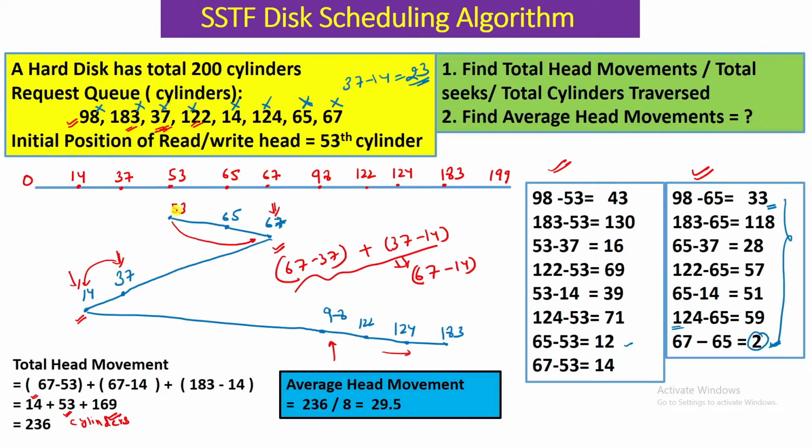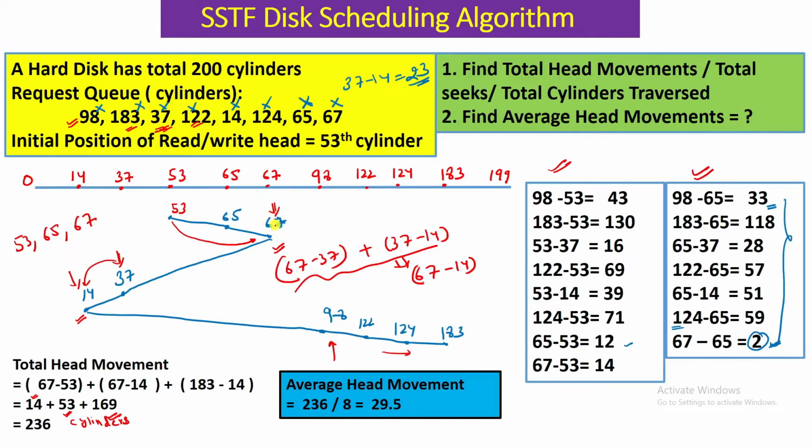So basically seek sequence means in what order your particular algorithm, here the SSTF algorithm, will be completing or servicing the requests. So first it selected 53, right? Then it selected 65 for its completion. Then the SSTF algorithm selects 67.